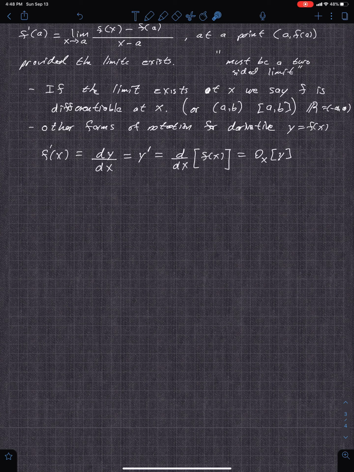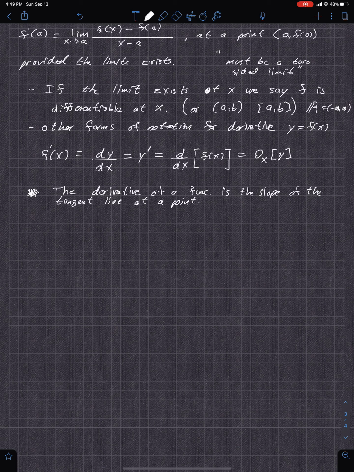All right, so the derivative of a function is the slope of the tangent line at a point. That's what we know because that's how I defined it above. It can be other things, but that's what I want you to remember, especially right now. We'll just say this and you're fine for a while. The derivative of a function is the slope of the tangent line at a point. Okay.